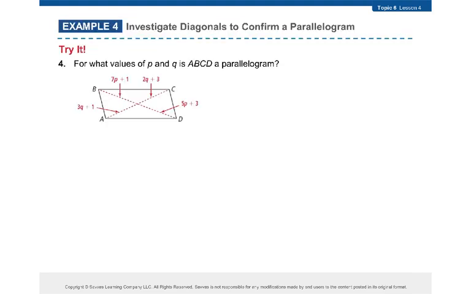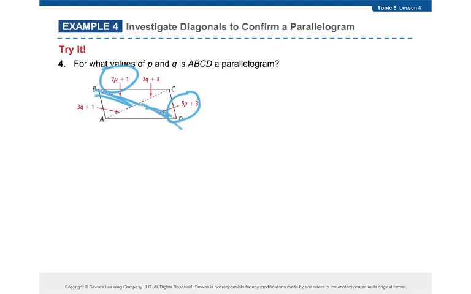Okay, let's go for try it number 4. For what values of p and q is ABCD a parallelogram? Since it's about the diagonals, remember the diagonals should bisect each other. When we say bisecting each other, these should be the same. The 7p plus 1 should be equal to 5p plus 3, this one right here and right there.